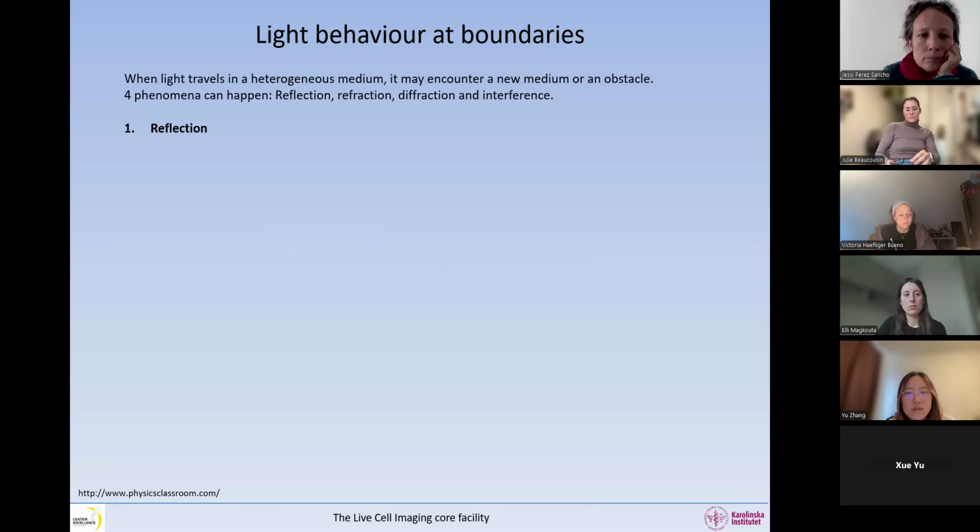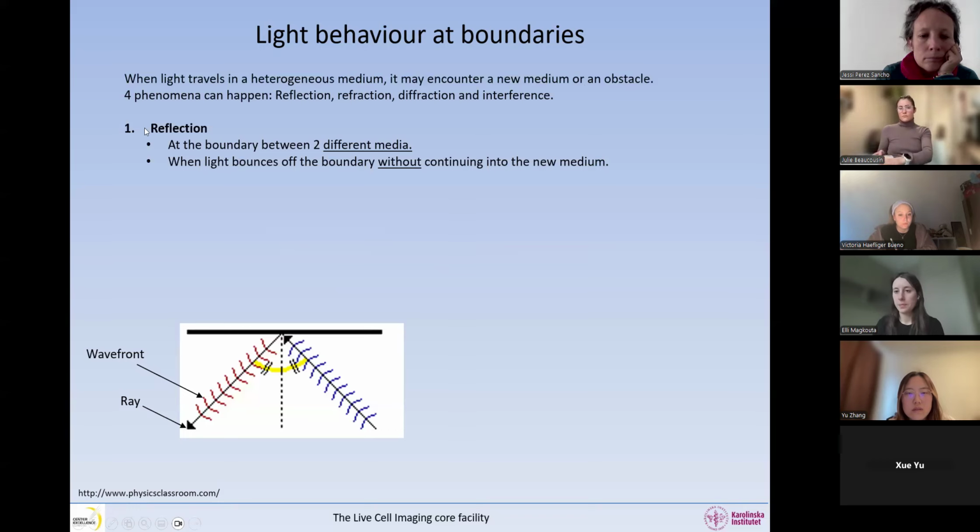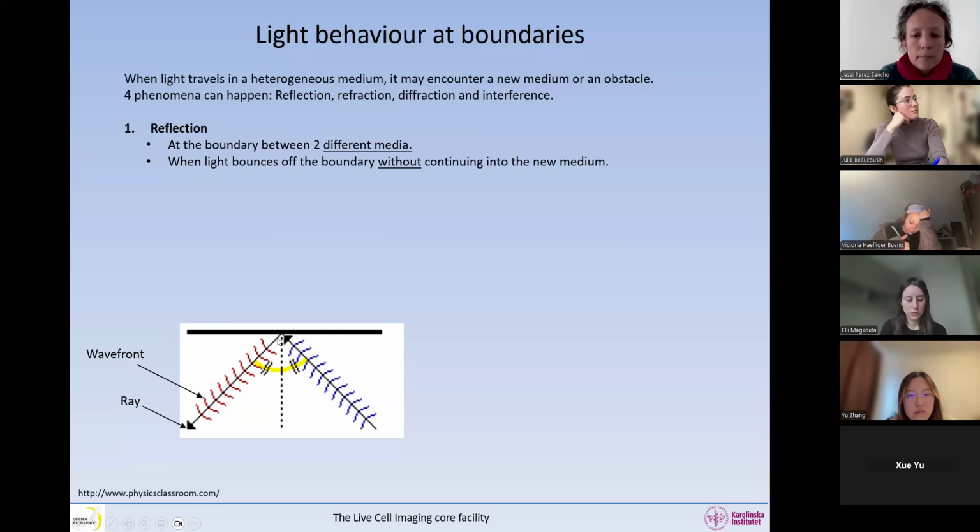Let's talk about reflection first. Reflection happens at the boundary between two different media. So we have two media and a boundary between them, and the light bounces off the boundary and does not continue into the new medium. Here is the light coming in from one medium and this is the boundary. Here we have another medium, but the light does not go into this medium, it bounces off. Here you can see the representation of light as rays in the direction of light, or wave fronts.